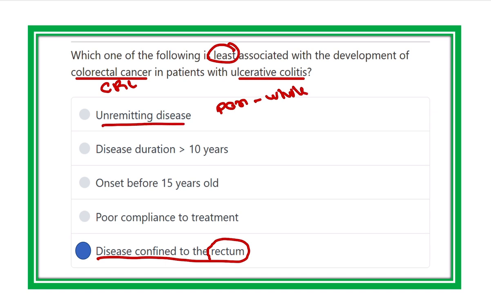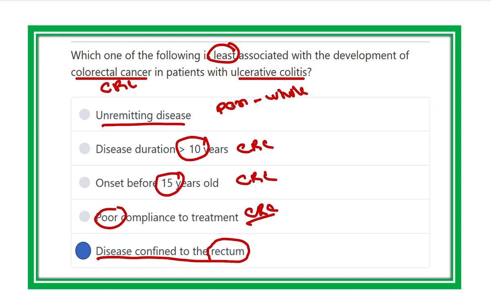Unremitting disease is a true option regarding colorectal cancer development. Disease duration more than 10 years is also a risk of CRC development. Disease onset before 15 years of age is also a risk factor for CRC. And poor compliance with drug or treatment is also a risk of CRC. Only disease confined to the rectum is false regarding colorectal cancer development. So our answer is disease confined to the rectum. It is not true regarding colorectal cancer development in ulcerative colitis.